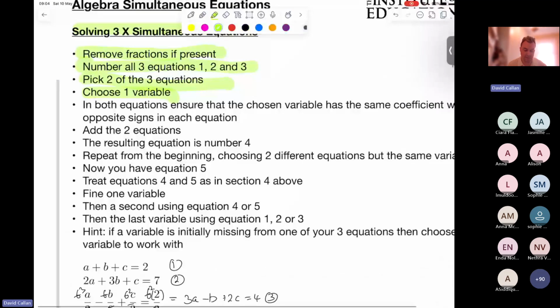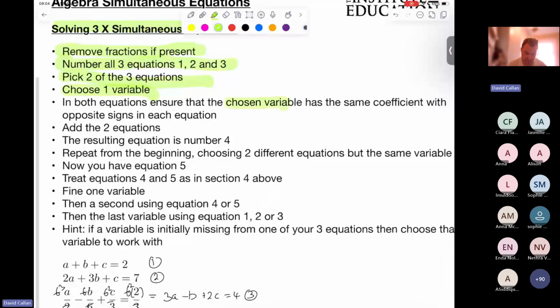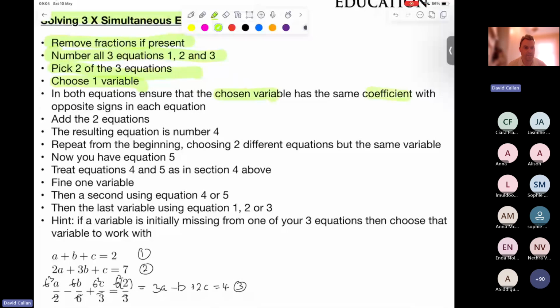Now, in both equations, ensure that your chosen variable, that's c for me, has the same coefficient. That means the number in front of c has to be the same, but one must be a plus, one must be a minus, therefore having opposite signs. And so I should adjust accordingly.